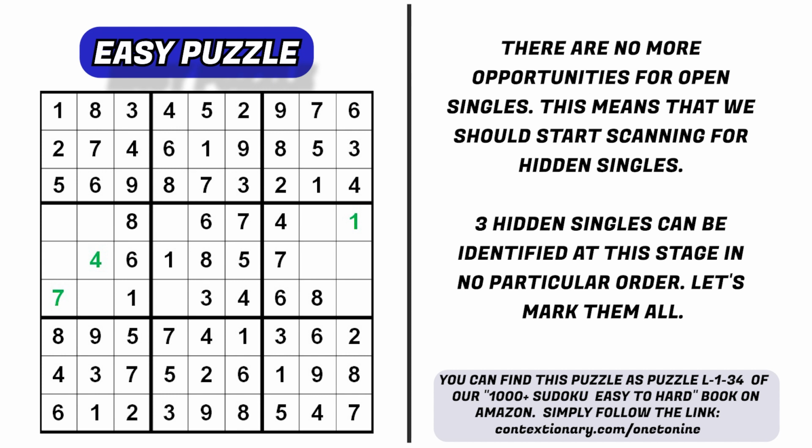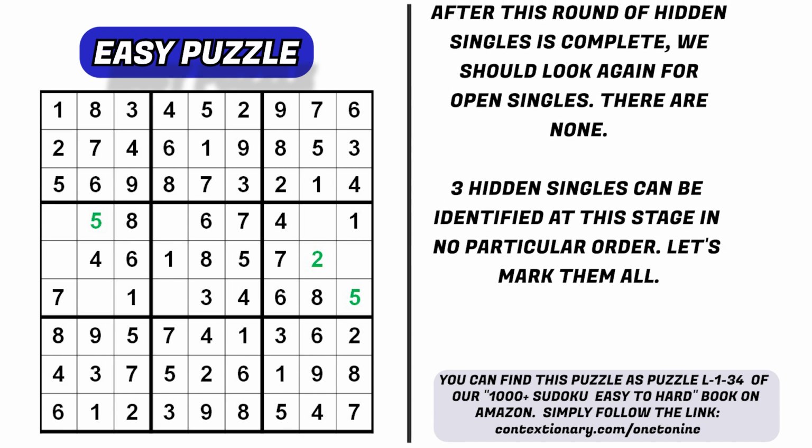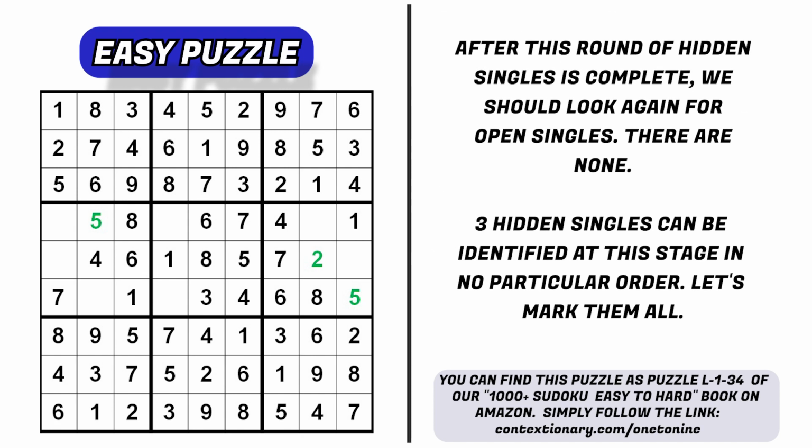After placing those 3 numbers, we can check if they can help create open singles in their units. Can you find any? It seems there are none. Well, in that case, we must scan again for hidden singles. And we can find a 5 in row 4, a 2 in row 5, and a 5 in row 6.